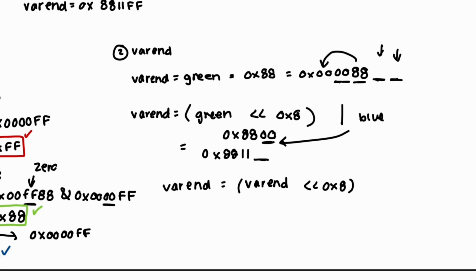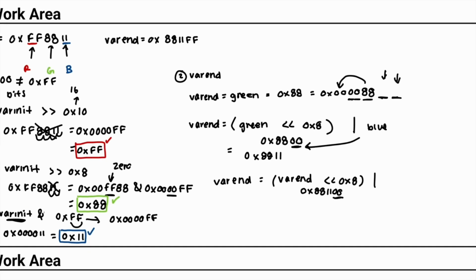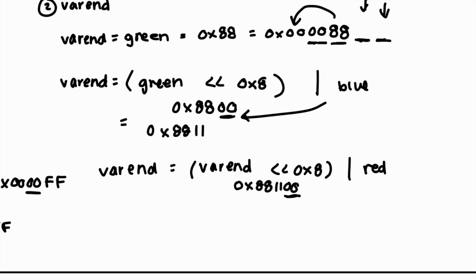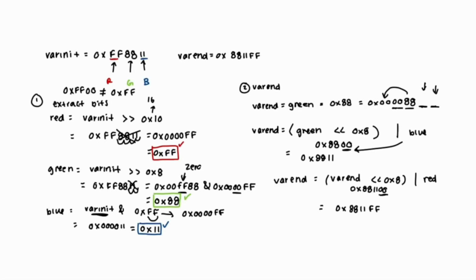And remember, we want to shift left, and then that will make this var end value as 0x881100, and then we want to replace that 00 with FF, which is what our red is equivalent to. So we'll do red, and then our final value will be 0x8811FF. That is how you use the red, green, and blue bits to get to var end.